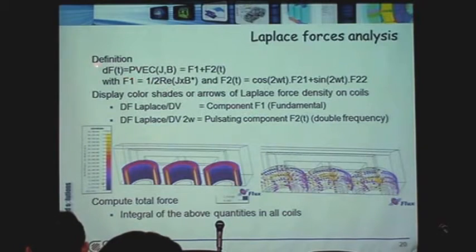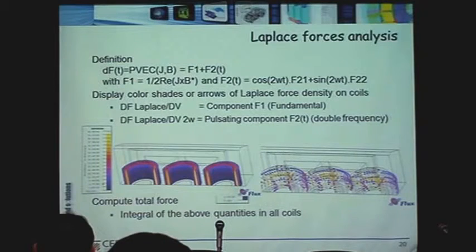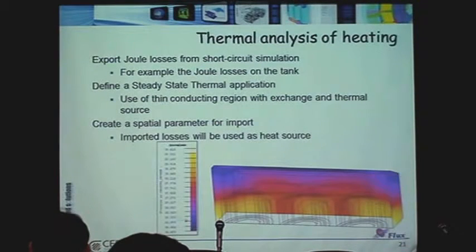The Laplace forces will be computed by doing J cross B on the coil. So if we have the volume of the coil, we can do an integral of J cross B on the coil. There are two parts to it: a DC component and a double frequency component that are superimposed. Here you have the different information. That even gives you the orientation of those forces. Not losses, forces, I'm sorry.